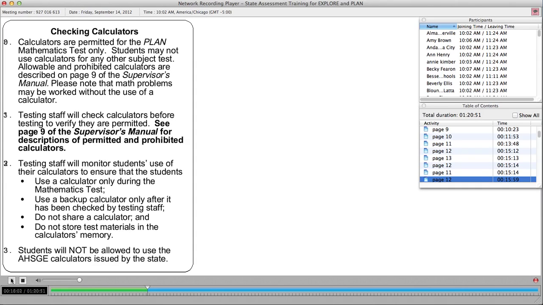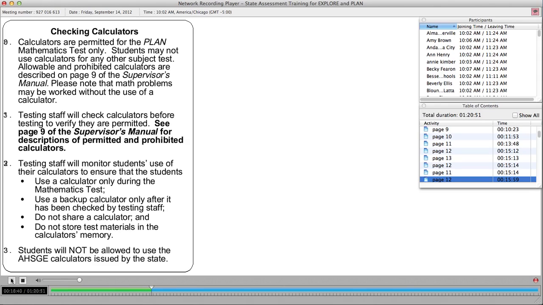Okay, calculators are permitted for both the Plan and Explore tests on the math test only. Students may not use calculators on the science section, or for any other subject test. Allowable and prohibited calculators are described in the supervisor's manual, and of course, you're going to get these materials later. But if a student does not have a calculator, the math problems may be worked without the use of a calculator. So that would not be a reason to keep a student from testing.